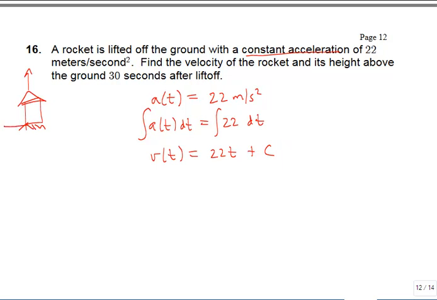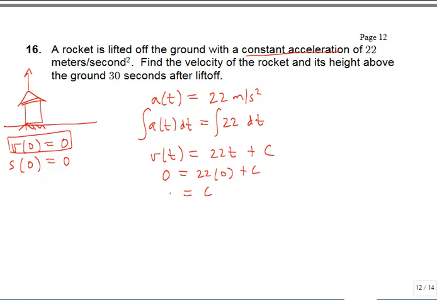So remember, the rocket is starting on the ground and it's just blasting off. It doesn't tell me anywhere in this problem that it has an initial velocity, just that it has a constant acceleration. So my initial velocity, we have to assume, is 0. The initial position, because we're launching off of the ground, would also be 0. So those are my two initial conditions. If I use this one, I'm going to be plugging in 0 for velocity and 0 for t, so my c is 0. So my velocity function will just be 22t.